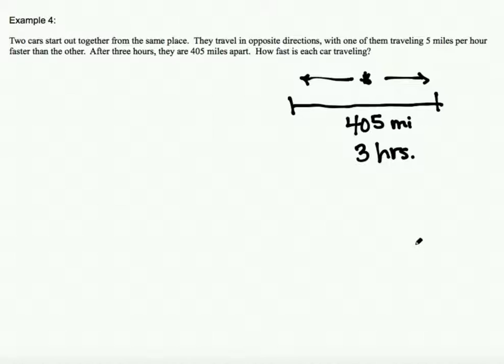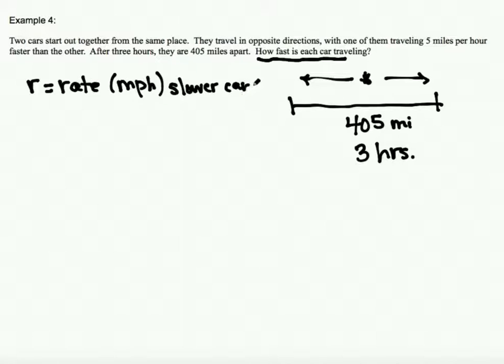Okay, so first thing you want to do is figure out what you're going to call your variable. In the last problem I used x. This time it says how fast is each car traveling. I could use x again, but this time I'm going to use r for rate. So what does r stand for? R is the rate in miles per hour of one of the cars. I need to pick which one. I'm always going to use the slower car. So my R is going to stand for the rate of the slower car, because they're traveling at different rates.